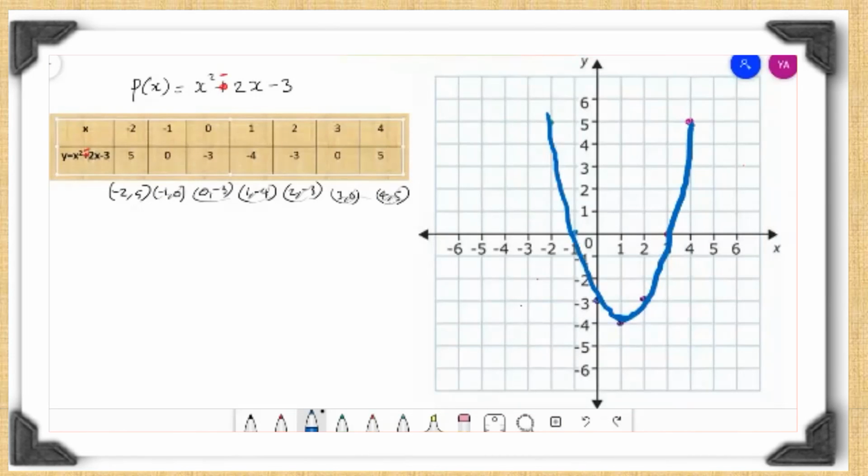The graph will look like this. If you find some more points, this graph will continue like this to infinity. So this is the graph of p of x is equal to x square minus 2x minus 3. For this graph, if you get only 2 points, we cannot draw it. That's why I calculated a set of values; 7 or 8 is enough. So we got a curve like this.